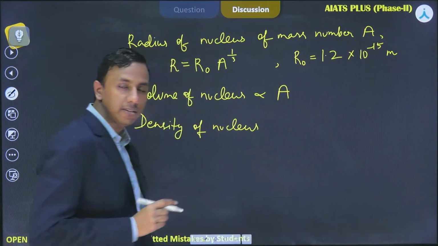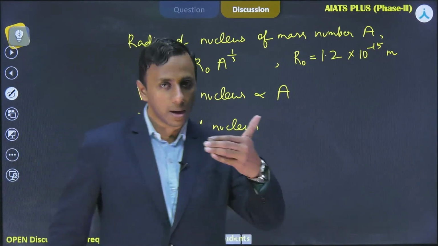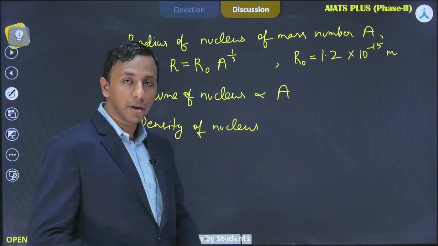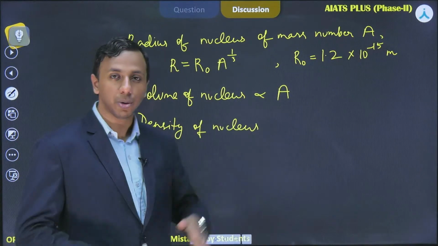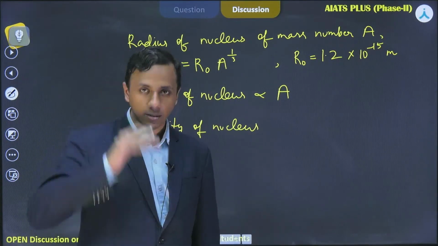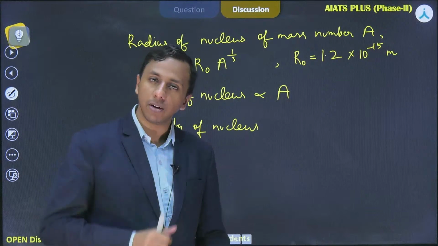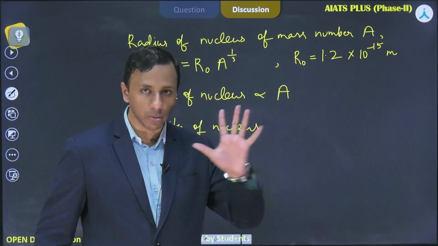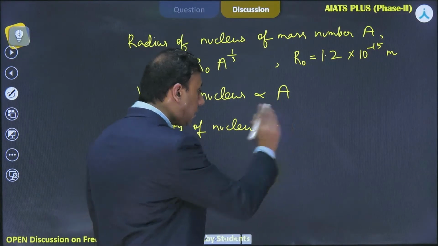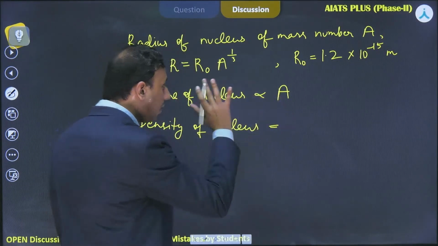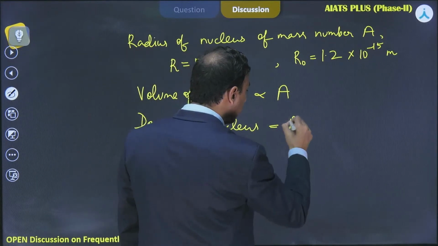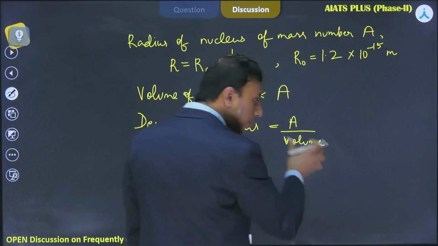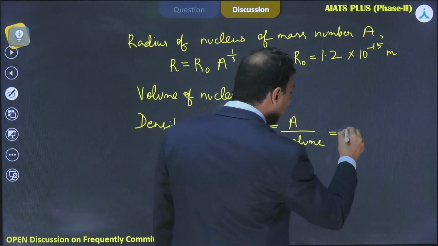And what about density of nucleus? Density of nucleus is mass upon volume. So mass is, let's say, A upon volume. But just now we said that volume is proportional to A. So A upon something that is proportional to A, so A and A get cancelled out, and what remains is some constant. This constant also we had derived over there. So density of nucleus is equal to a constant. If you want, I can write it down: A by 4 by 3 pi r cube, and this would be equal to a constant.